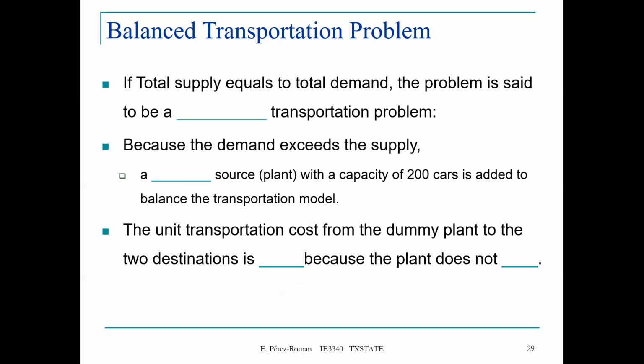So if the total supply equals the total demand, the problem is said to be a balanced transportation problem. Because the demand exceeds the supply, a dummy source plant with a capacity of 200 cars is added to balance the transportation model. The unit transportation cost from the dummy plant to the two destinations is 0 because the plant does not exist.